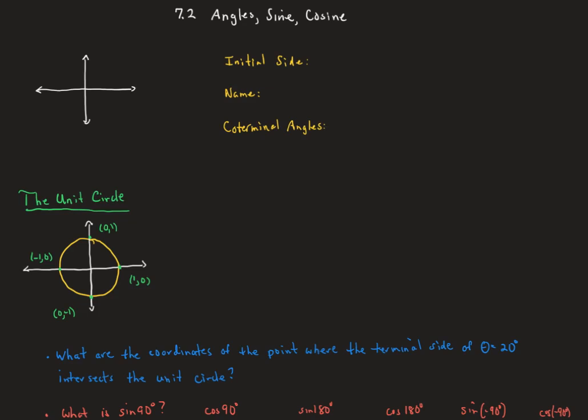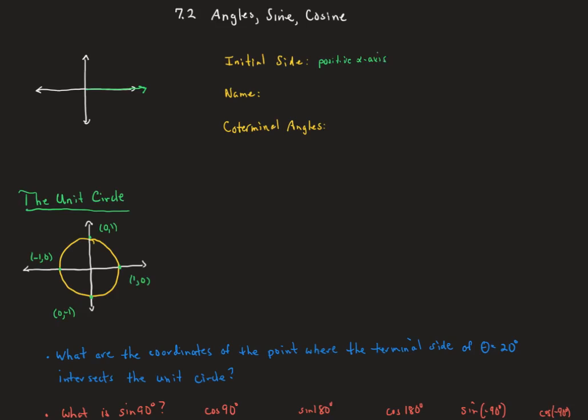Now, the new definitions for the angle and for the sine and cosine aren't going to contradict anything that you've learned before, but it's going to open a door to more possibilities and broaden what we can do. So we are going to talk about an angle as having an initial side that is the positive x-axis. So we're going to imagine that our angle is going to start here. And so our initial side is the positive x-axis.